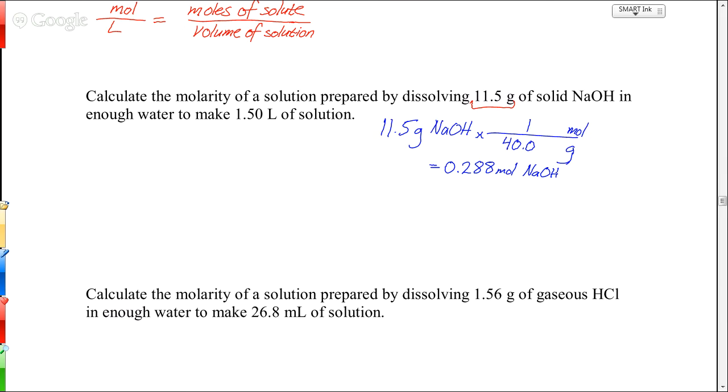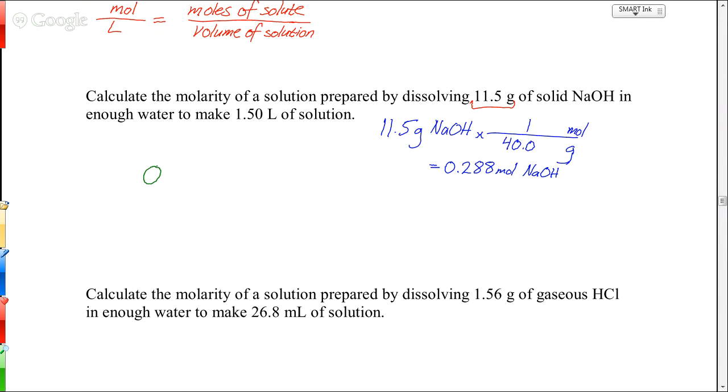Does that mean that the concentration of the solution is 0.288 molar? No, why not? Yeah, because we're not putting that 0.288 moles in a liter of solution. We're putting it in 1.5 liters of solution. So we have to make that correction.